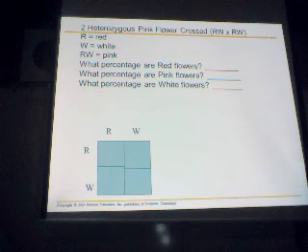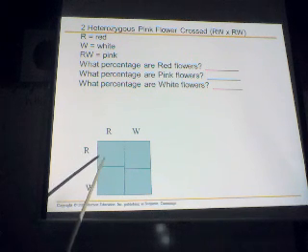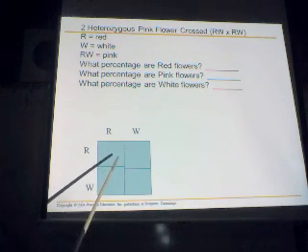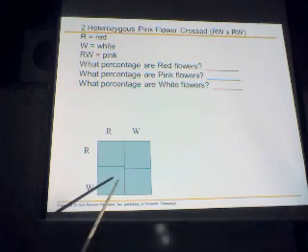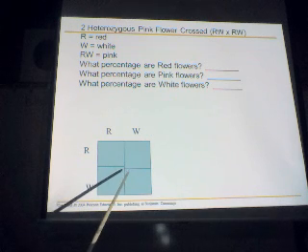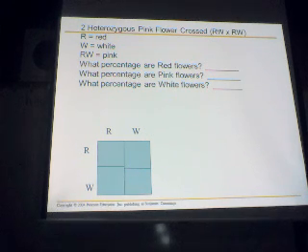Our percent of red, with one box that's red, is 25%. Our percent of pink: this one and this one are both RW, and our key tells us they're pink. So 50% pink is 2 out of 4. And then again, 25% white, only one box is white.